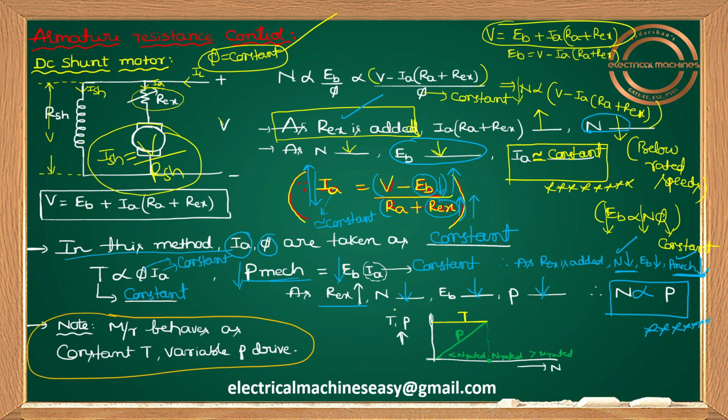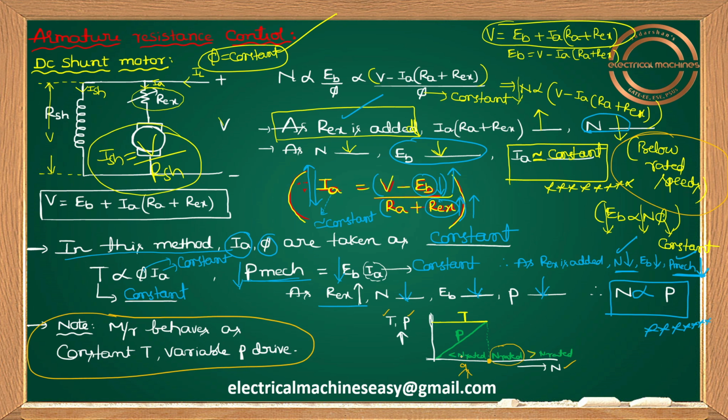So let me take torque and power on the y-axis, and speed on the x-axis. Here I took speed with N rated as the rated speed. On the right-hand side of N rated, I take N greater than N rated, and on the left-hand side, less than N rated. In the armature resistance control method we are getting below rated speeds, somewhere here.